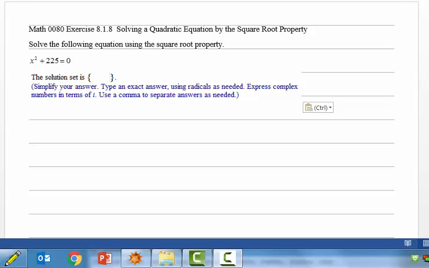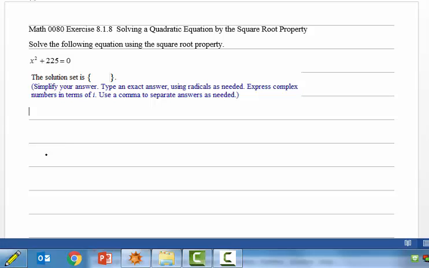Let's look at exercise 8 from section 8.1, and we want to solve the quadratic equation by using the square root property. Notice that this equation is x squared plus 225 equals 0, and we're told to simplify our answer, type an exact answer, use radicals as needed, express complex numbers in terms of i, and use a comma to separate answers as needed. Okay, so those are the things we need to keep in mind as we solve the equation.